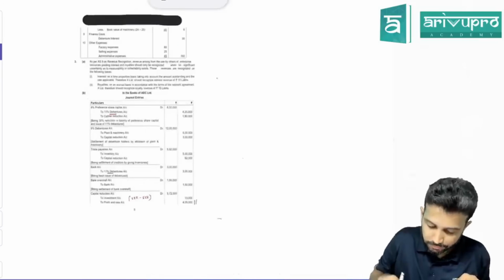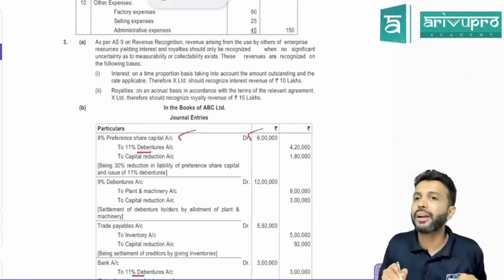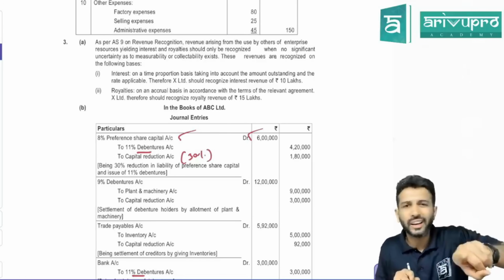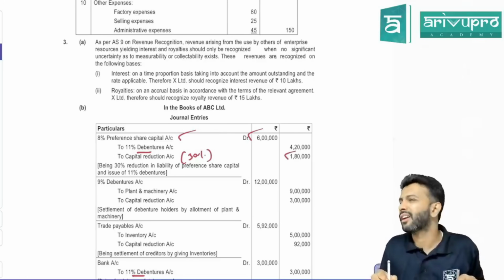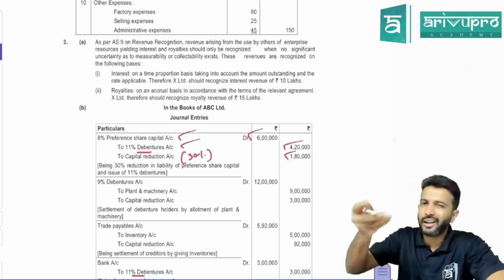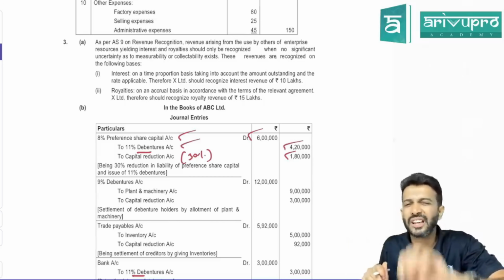Alright, how much is preference share capital? 6 lakh. So what is the entry? 8% preference share capital account debit, 6 lakh. How much is sacrificed? 30%. So 30% of 6 lakh is 1,80,000. That you transfer to capital reduction account. The balance you transfer to, what did you give them? 11% debentures.